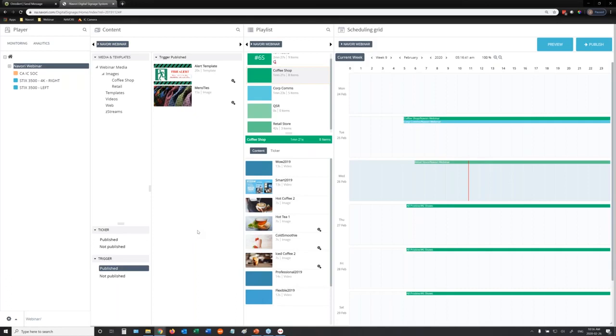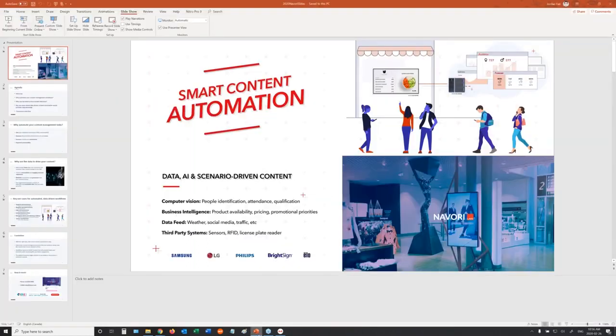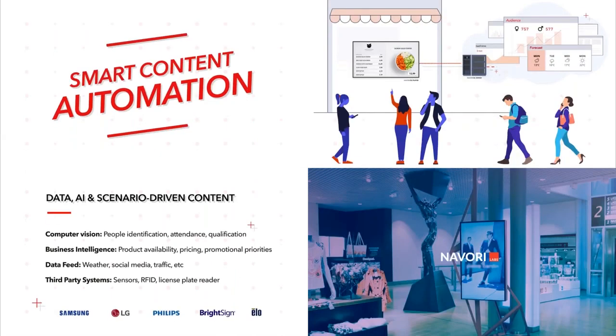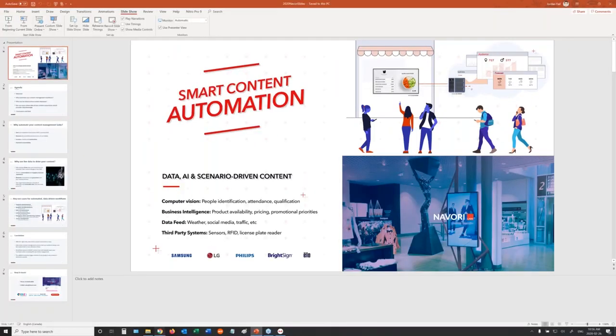Excellent. We have someone who would like you to, if possible, re-explain the difference between trigger and play if. Okay, I had a feeling that might come up. So we're going through it a little bit quickly. Very important: both trigger and play if, in terms of the Navori system, are data-driven content automation scenarios, but they behave a little bit differently.